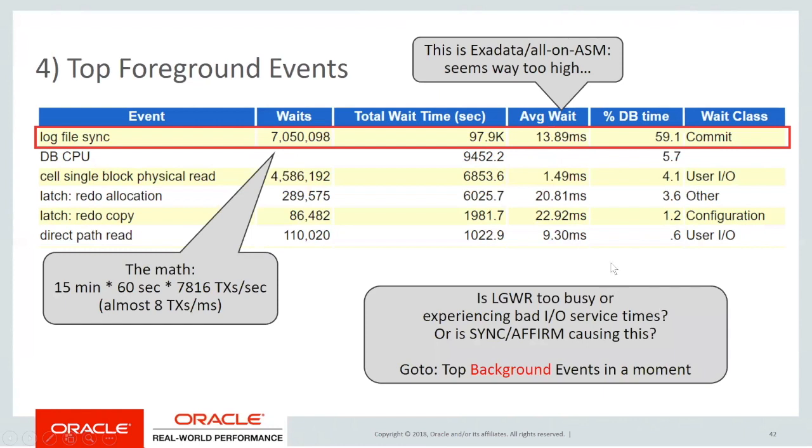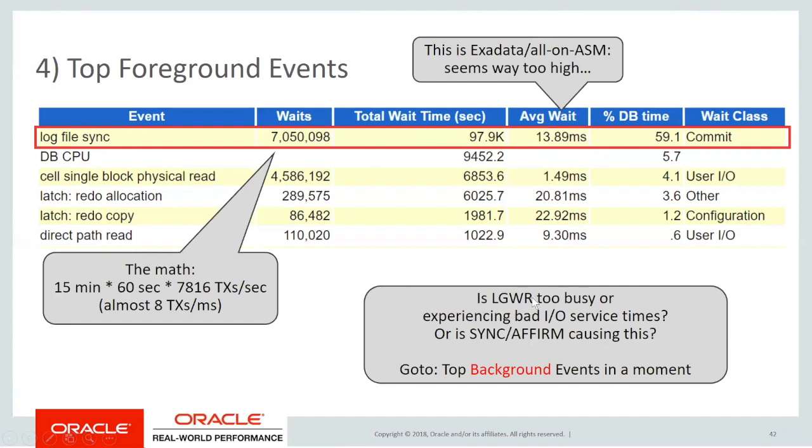So the question that we now have is, might logwriter be too busy? Because what does a log file sync involve? A log file sync involves that we are asking the logwriter to flush the redo log buffers, including the commit records that we've posted in there. And the log file sync might be dominated by the work that the logwriter has to do.